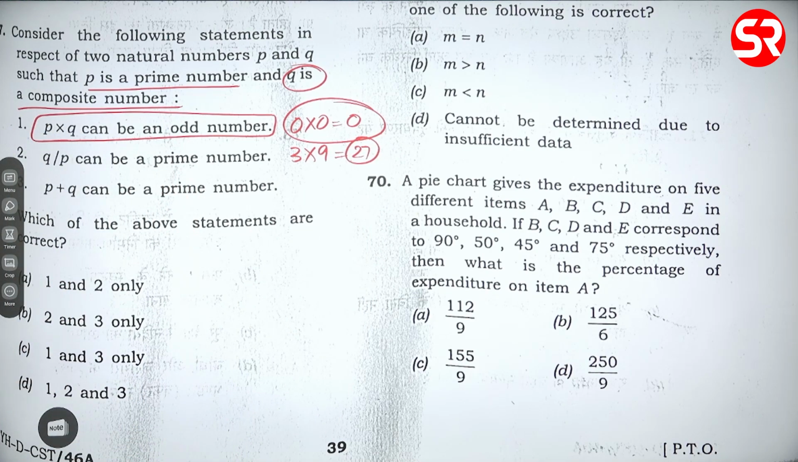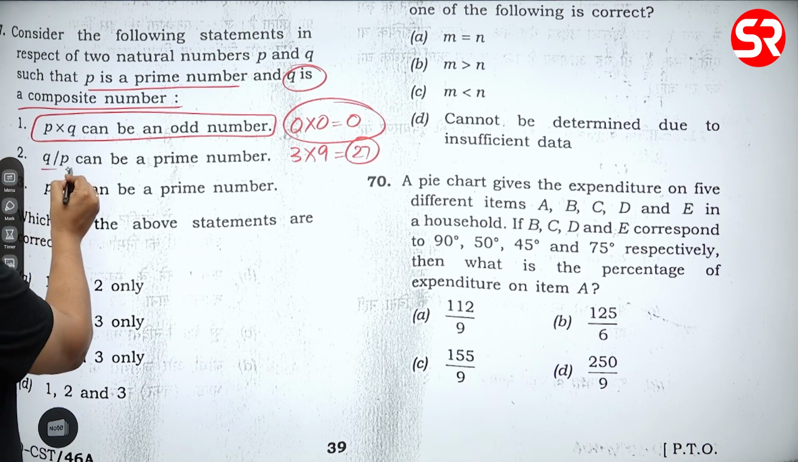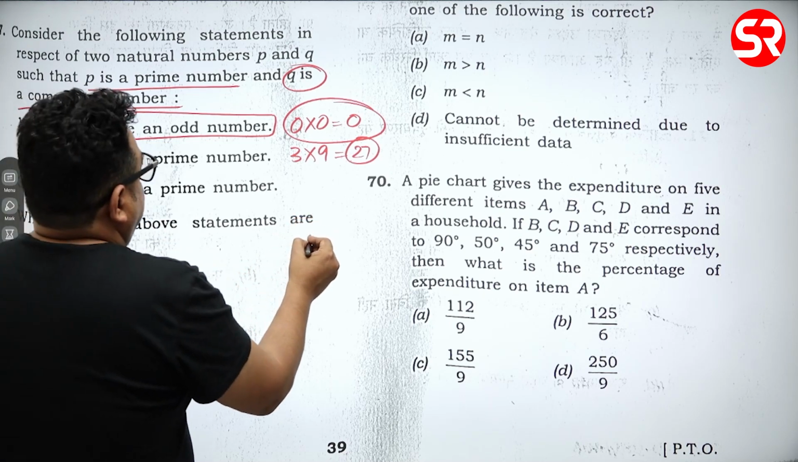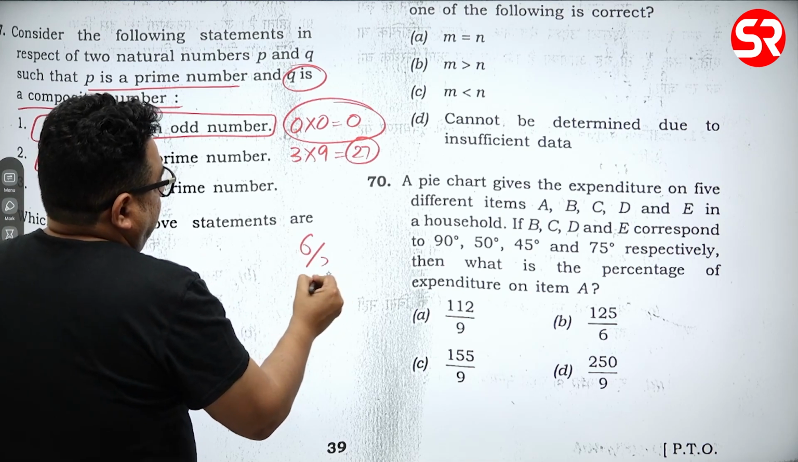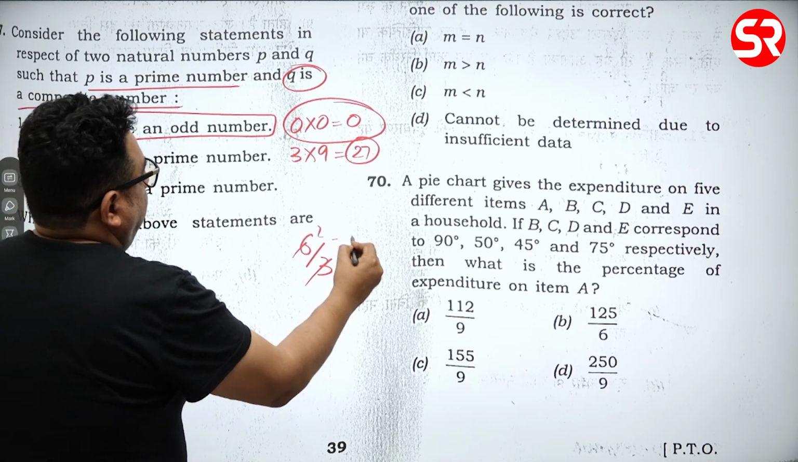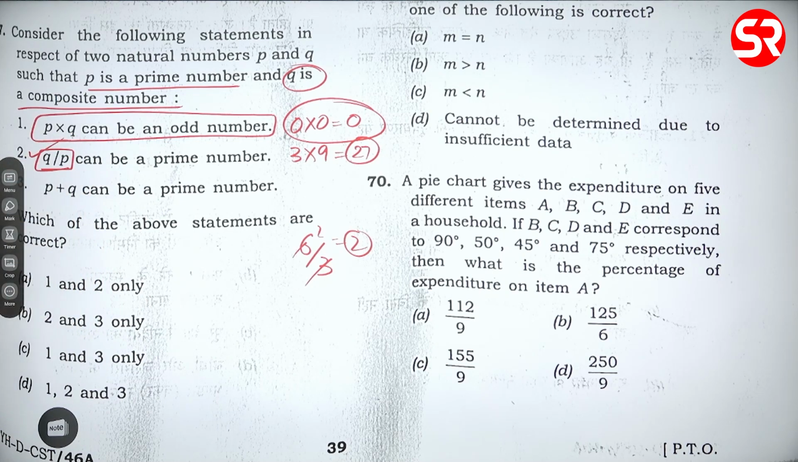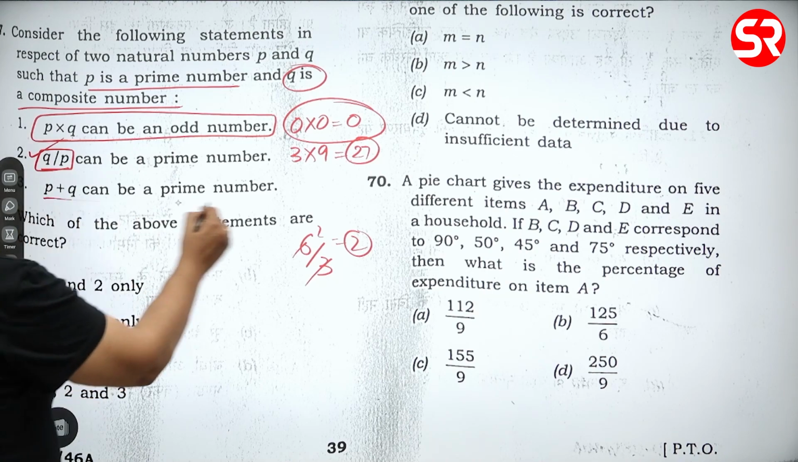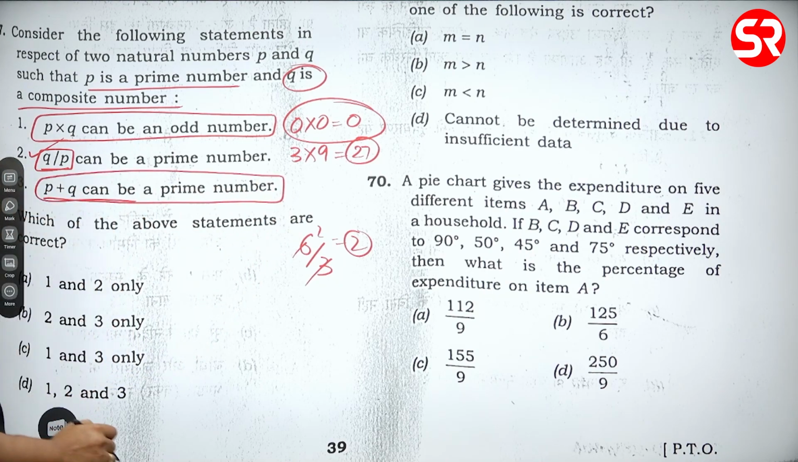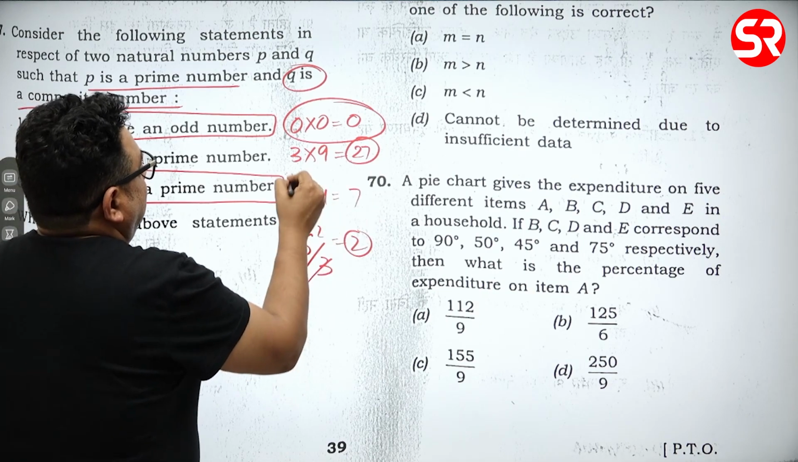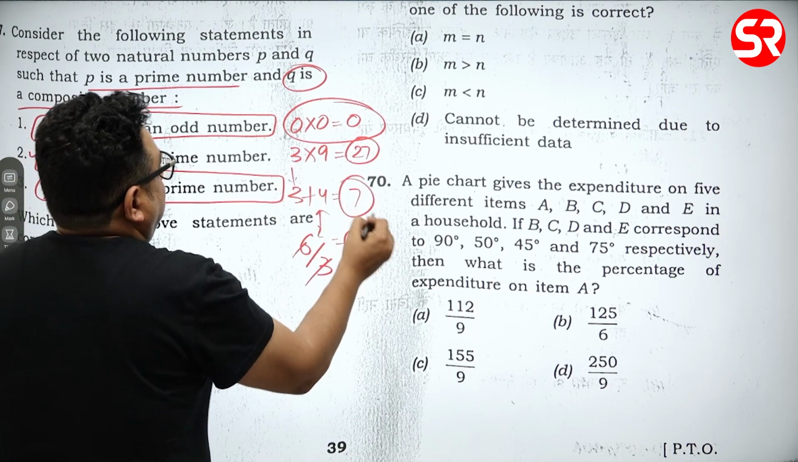Correct, right? Second, Q upon P can be a prime number. See, Q is a composite number, P is a prime number. Do you get a prime number? Yes, it can be. Why not? 6 upon 3 is equal to 2. And P plus Q can be a prime number. This is something people miss out. 3 plus 4 is equal to 7. This is prime, this is composite, and the sum is prime here.